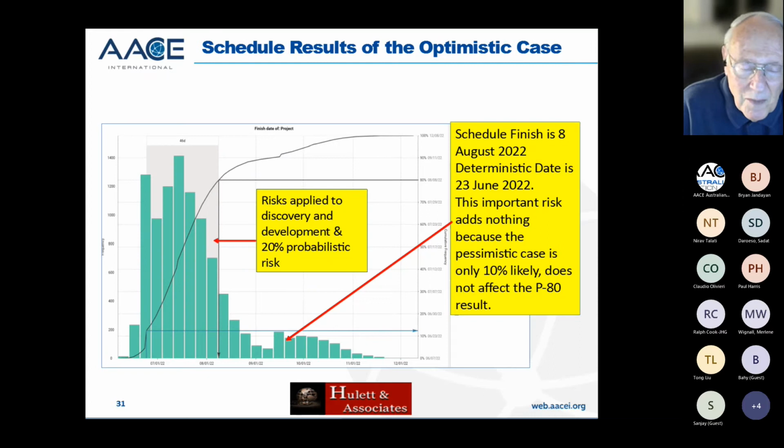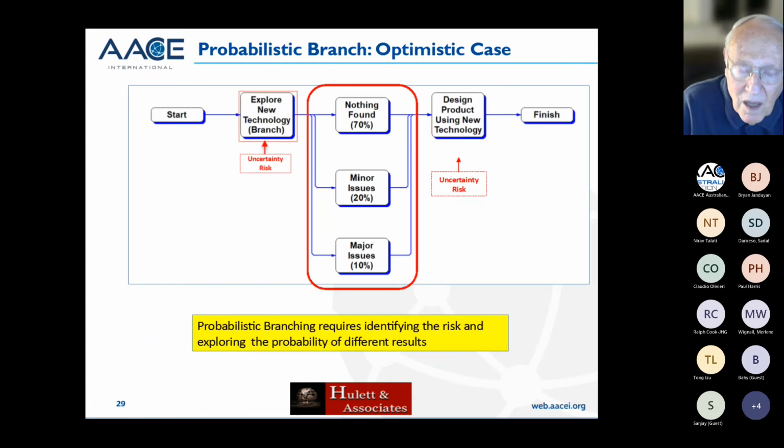So we got a Monte Carlo simulation, and there it is. The left-hand mode shows that no problems are found. It's arranged because there's some risks behind it, but no problems are found. And there was also risk in the new design product using the new technology. There's some uncertainty and risk in that one as well. And any one of the three branches has to go through that as well.